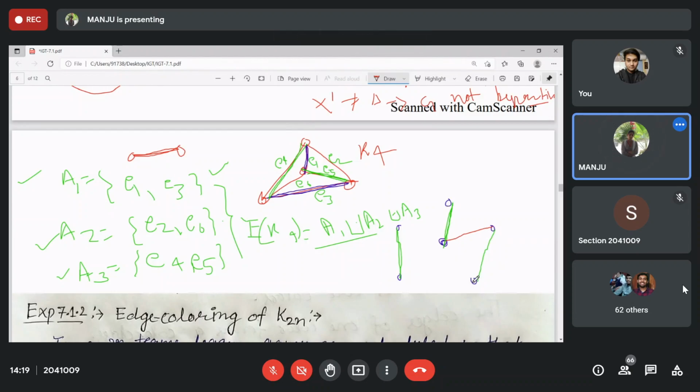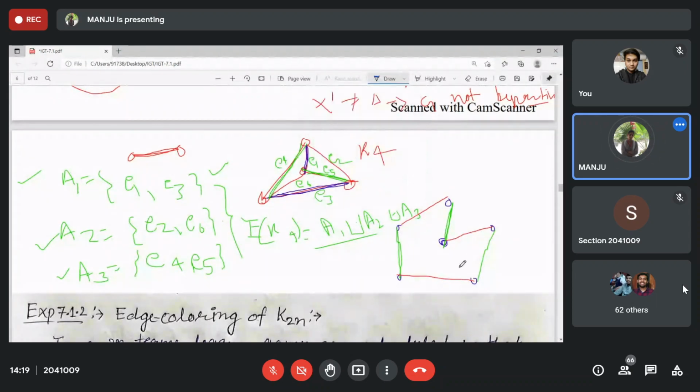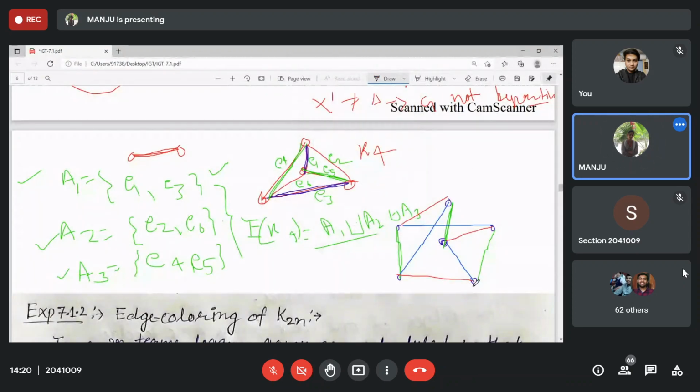Shift here. Then this one. The next color. Next color, this one. Then you can take this, right? This, and then this one. Okay? Any other color? This one we can take. So this was done, this one. Now this one.